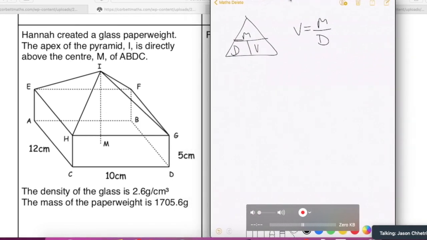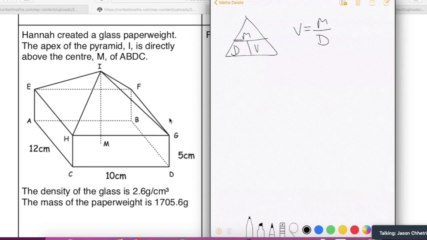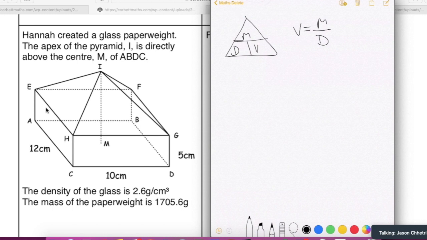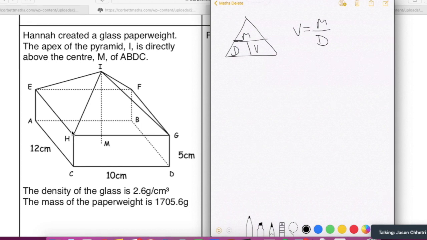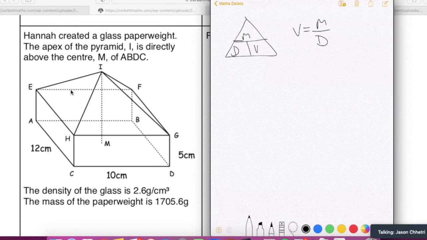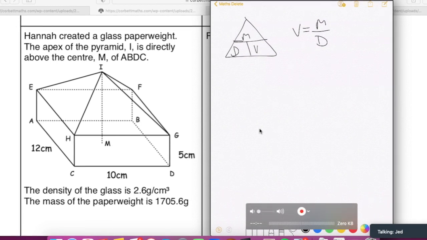Let's work out the volume of this shape. What shape do we have here? We've got a cuboid. So this pyramid is made up of a cuboid, so we can work out the volume of the cuboid. And then after that, we can work out the volume of the rectangular base pyramid at the top. So when we work out the volume of those two objects separately and add them up, that gives us the volume of the entire thing.